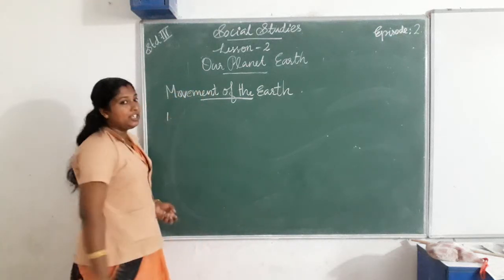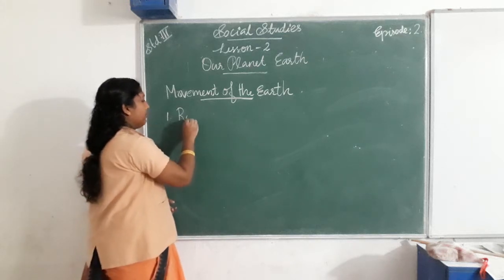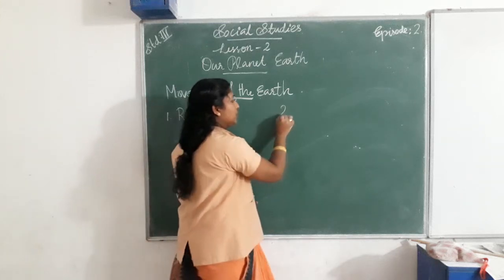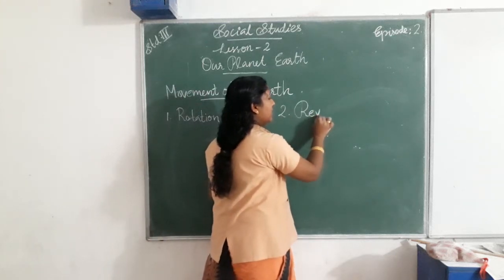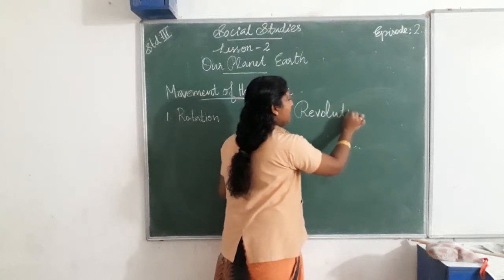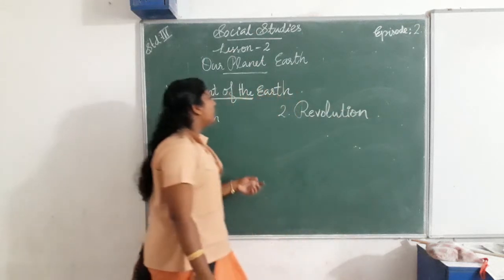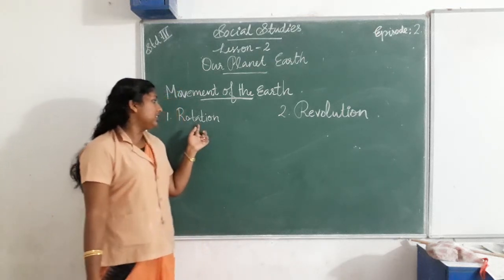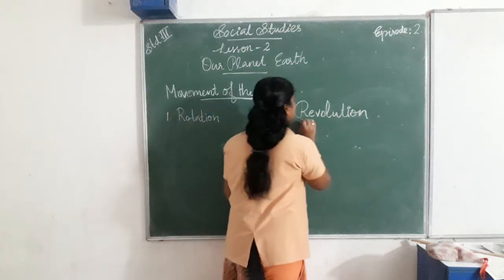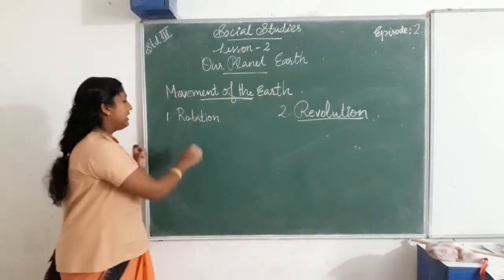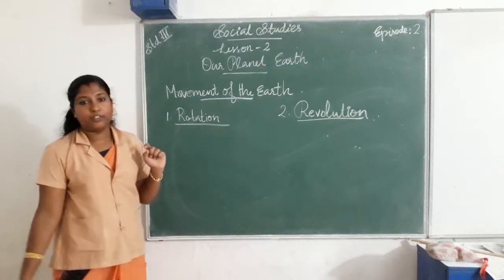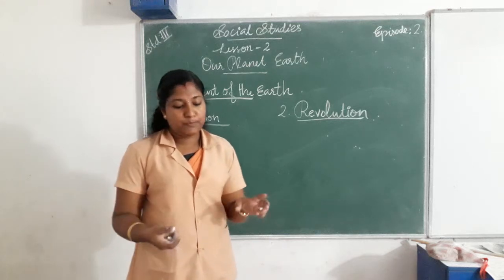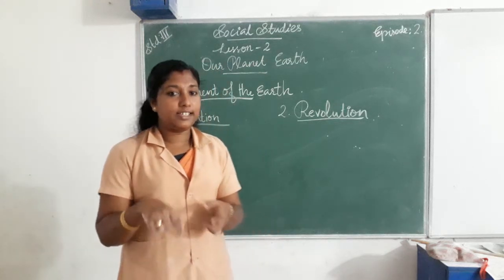First one is rotation. Second one is revolution. The earth moves in two ways: first rotation and second revolution. In rotation, the spinning of the earth on its axis.